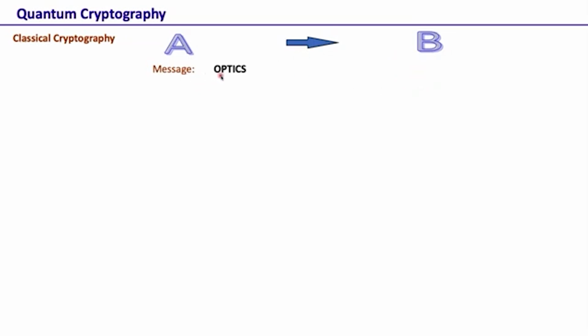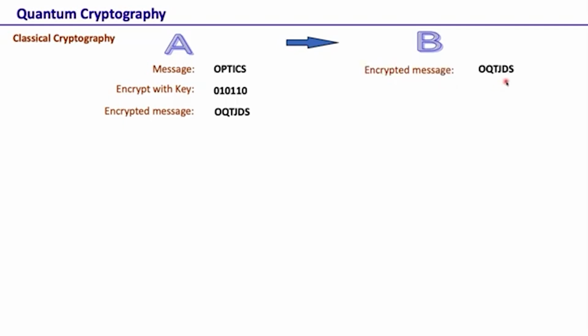So for example, let's say there is a message "optics", so one can encrypt this with a key, and this key can be as simple as 010110. The rule here is that if it is 0, don't do anything. If it's 1, shift by 1 in the alphabet. So with this key we have O remains O, P becomes Q, T remains T, I becomes J, C becomes D, S remains S. So this is the message that then gets sent to B. Once B receives this message, B has the key, and with that key one decrypts the message and then retrieves the original message.